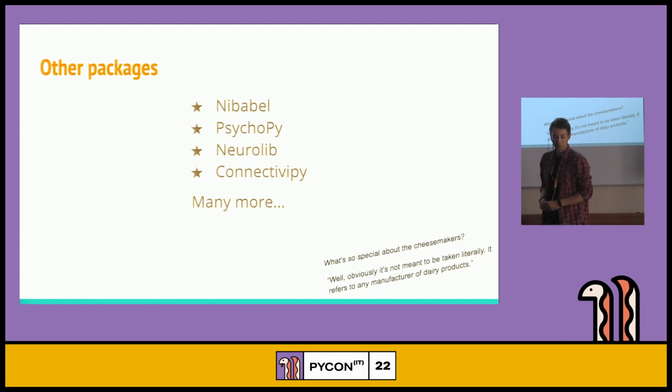But there's an even bigger selection of packages that exist in Python. There's NiBabel, which lets you analyze fMRI data, and PsychoPy, with which you can create cognitive experiments. There's Neurolib, which is basically a competitor of The Virtual Brain. And finally, there is connectivity, the package that I created to easily analyze the functional connectivity of the brain. But there are obviously many, many more.